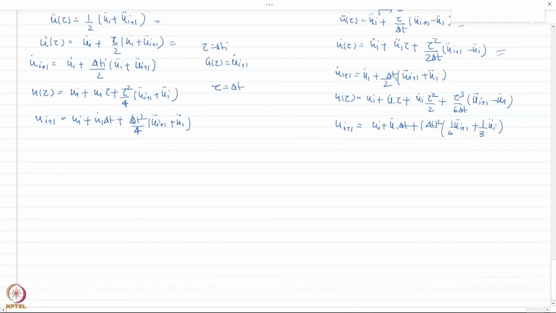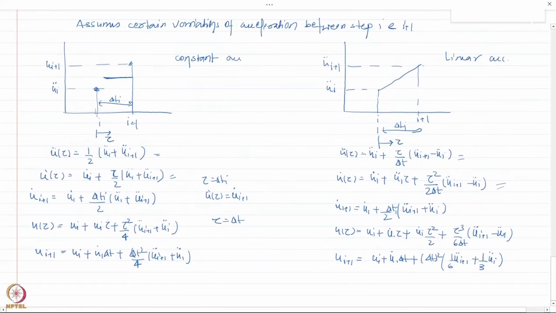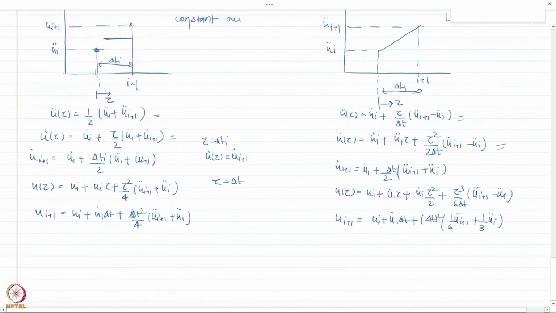Okay, so what we have seen here is that, given or assuming a distribution of acceleration between step i and i plus 1, I am able to derive the expressions for velocity and displacement at step i plus 1 as a function of velocity, displacement and acceleration at previous steps.